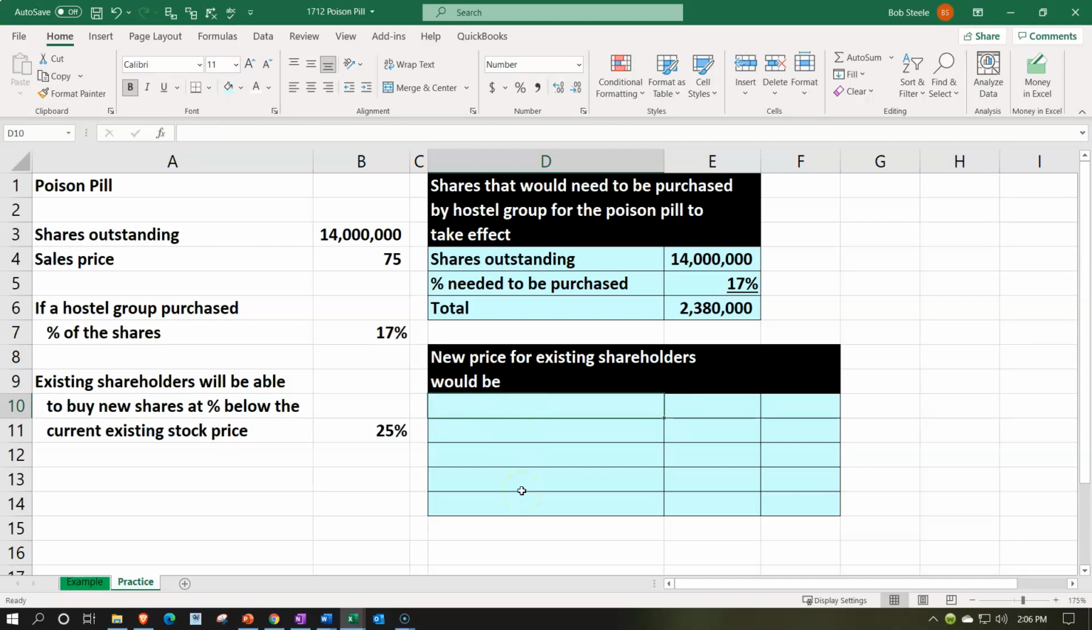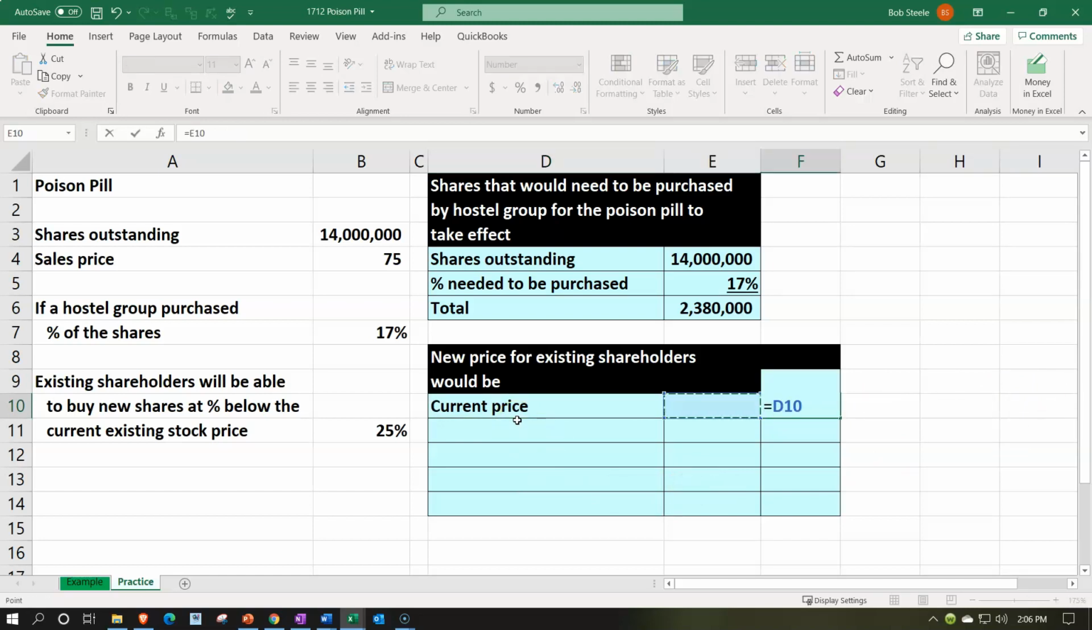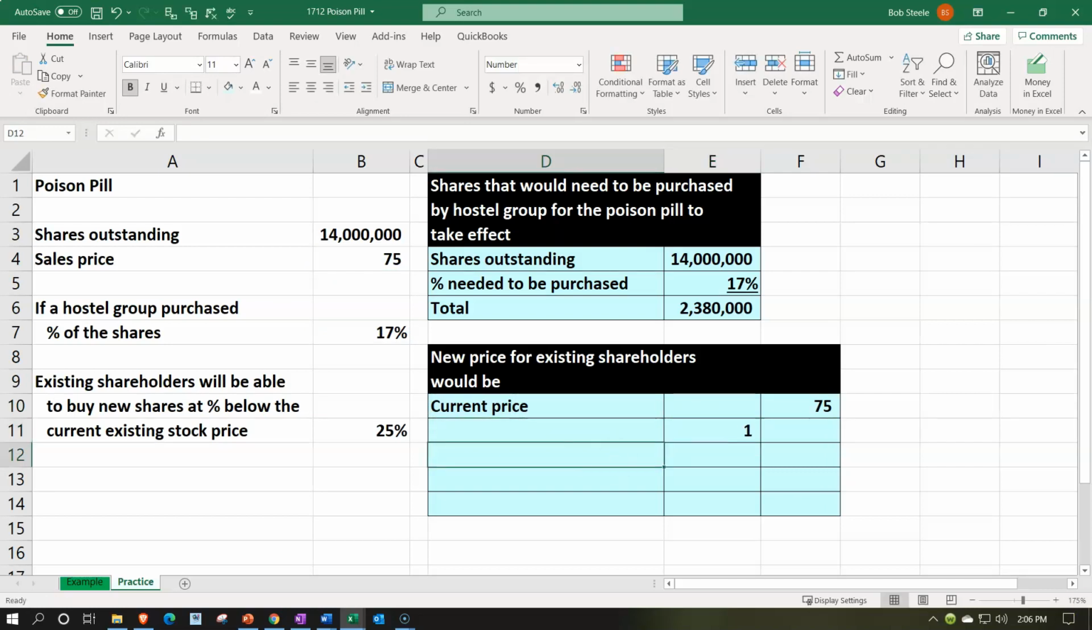So what's going to be the new price for existing shareholders? Well, it's going to go down by the 25%. So we're going to say the current price is the 75, and then I'm going to say 1 minus the percent below the current price, meaning it's going to go down by 25%. So that means that the price is going to be 100% minus the 25%.